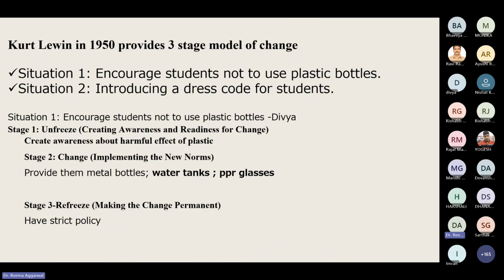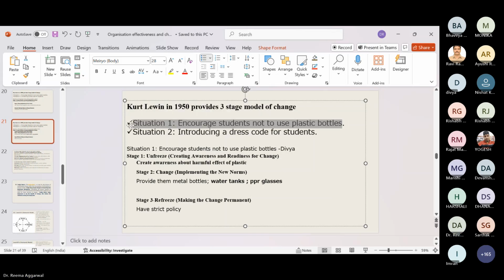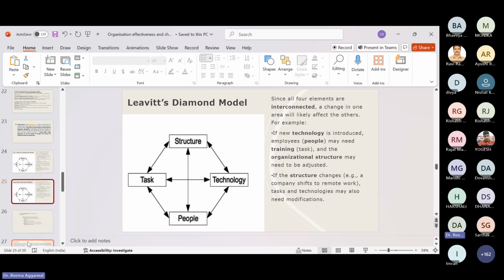Now you have to take the same situation again, that is the first situation: encourage students not to use plastic bottles. Now, according to the Leavitt model, you have to tell how the change will be implemented. That means you need to define task, structure, technology, and people, and within these four elements, what kind of change is going to come if you are going to encourage students not to use plastic and come up with a campus that is plastic free. Is the activity clear to everyone?